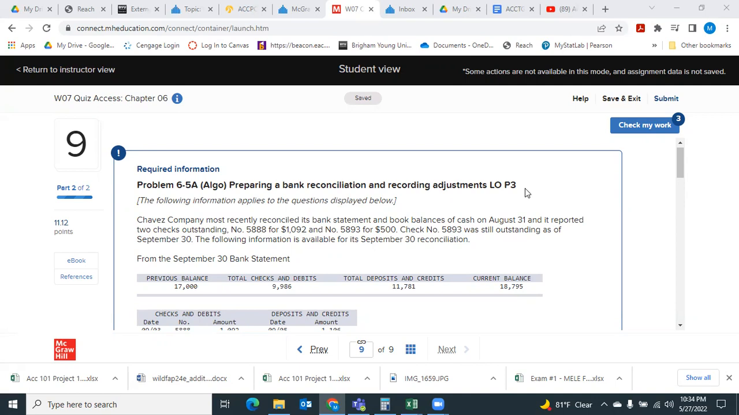In other words, back in problem 8, you reconciled the bank statement to your cash account in your books. Now what we're supposed to do is the journal entries to bring our book up to date with what's on the statement. So if you remember problem 8, and if you want, you can go back and look at my video on problem 8, you have to make bank side adjustments and book side adjustments when you do a reconciliation.